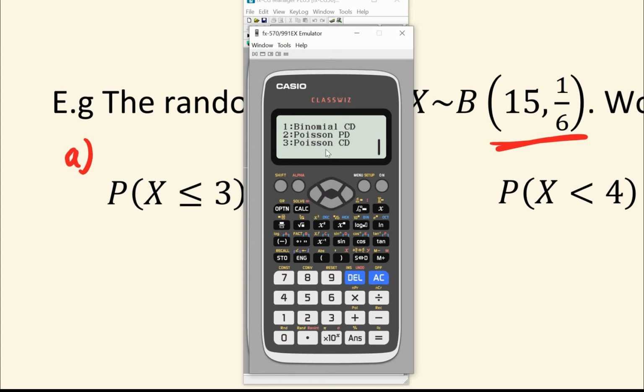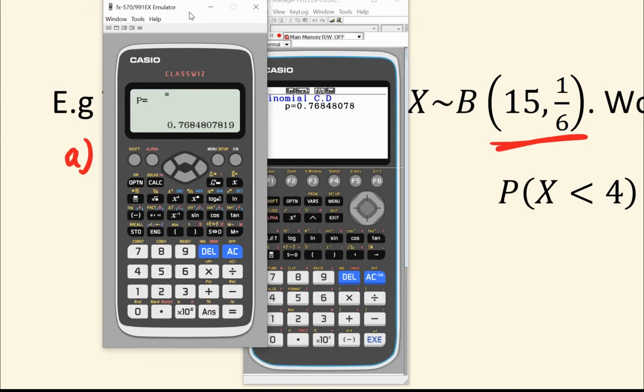So you have to scroll down. Always a variable. And then we type it in. X is how many successes we want. We wanted 3 or less, so you put X in as 3. N is how many trials. And P is still 1 divided by 6. And again, you get the same answer.